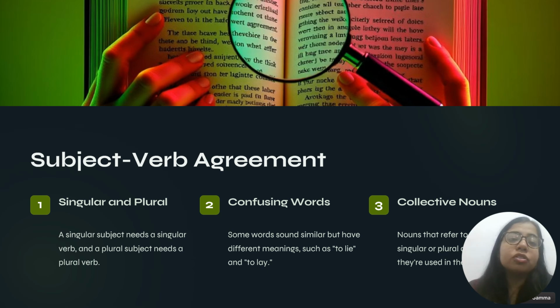Next is collective noun. Nouns that refer to groups can be singular or plural depending on how they are used in the sentence. Now collective nouns are like a bunch of flower. Okay, so a bunch of flower is a bouquet, right? A bouquet. So it is singular. We will take it as singular. So that's why we are saying a bunch of flower. Okay, a bunch means one bunch of flower.